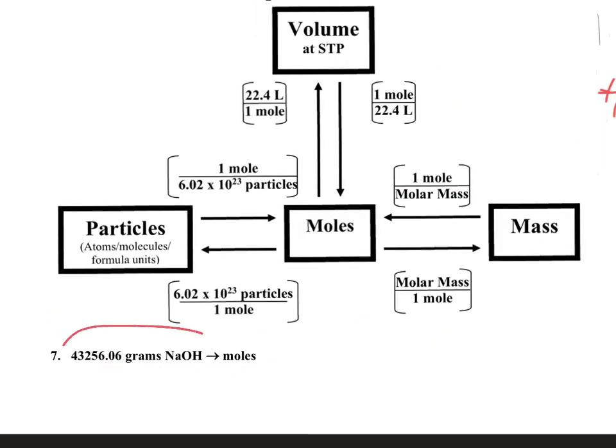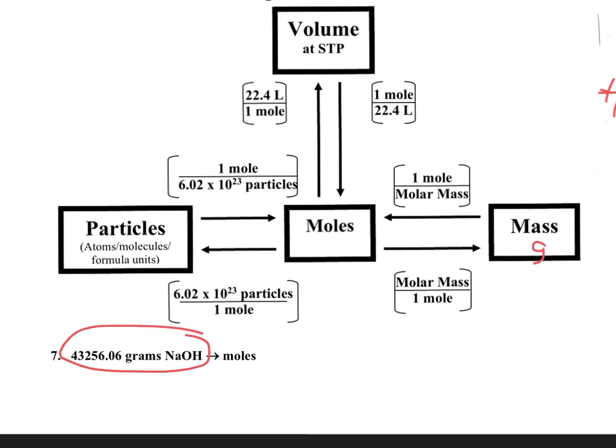Looking at number 7, we're starting with grams of sodium hydroxide. Sodium hydroxide, by the way, is a strong base. It can be used for things like Drano to clean out our pipes in that. It can eat through like human hair, so it's really, really basic. But anyways, you have 43,256 grams of it about.